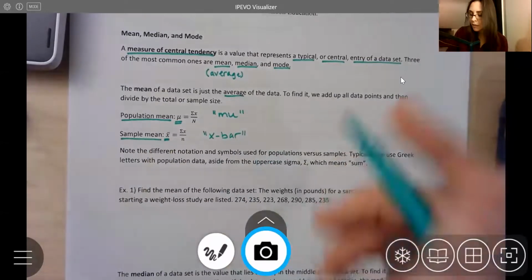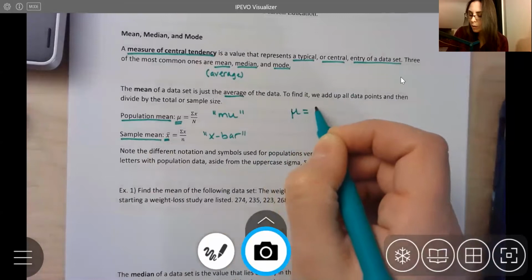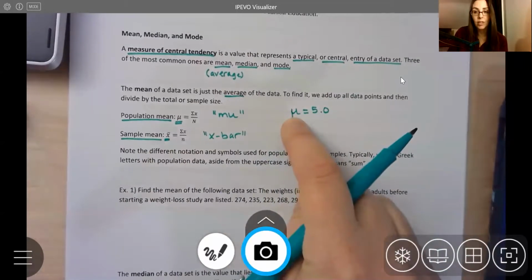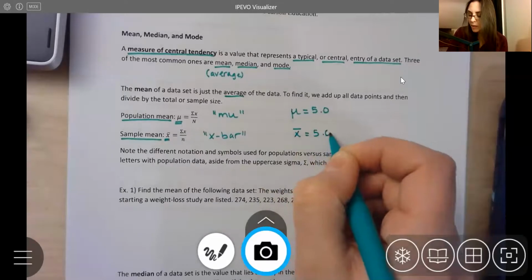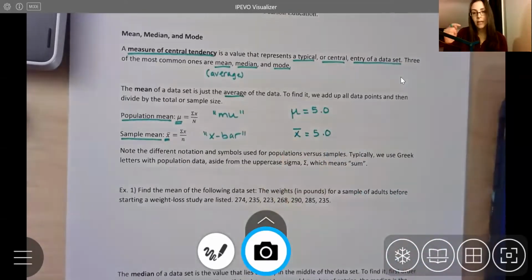So for instance, if you see a problem and they tell you that mu equals 5.0, then you automatically know you have population data. This is a population mean. If they tell you instead that X bar equals 5.0, then you know you have sample data. So we use the correct symbol depending on if we have population or sample data, even though the calculation is the same.